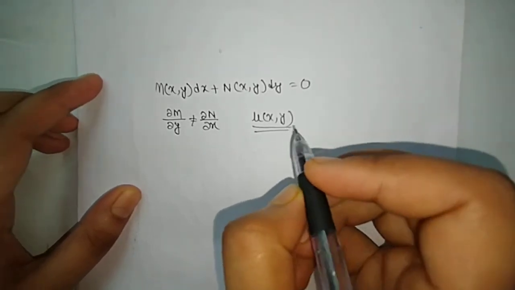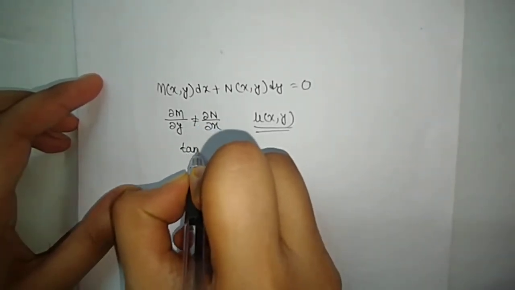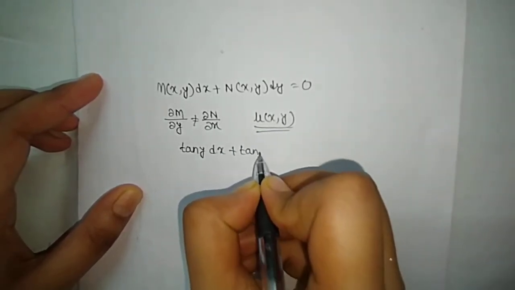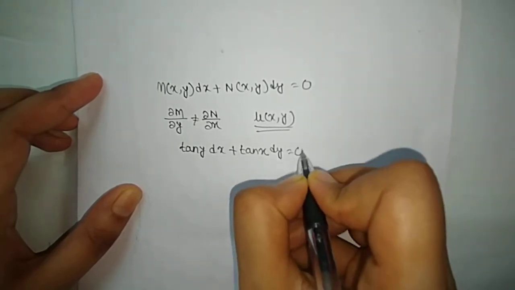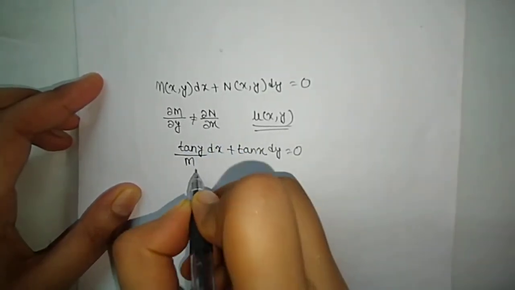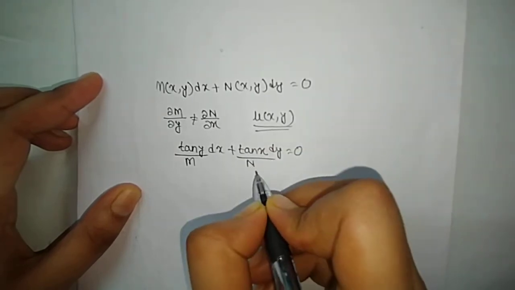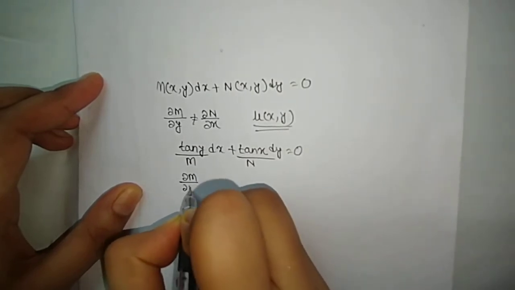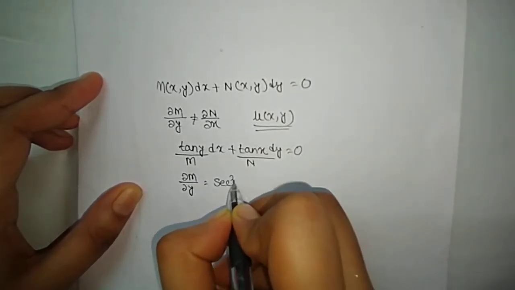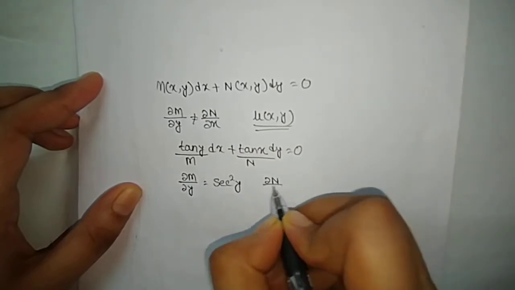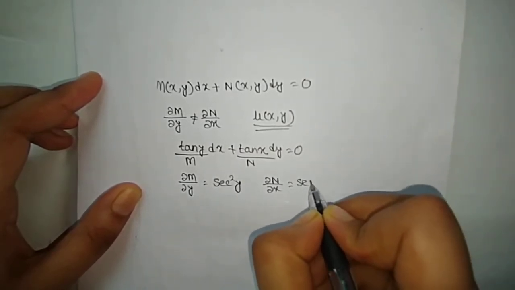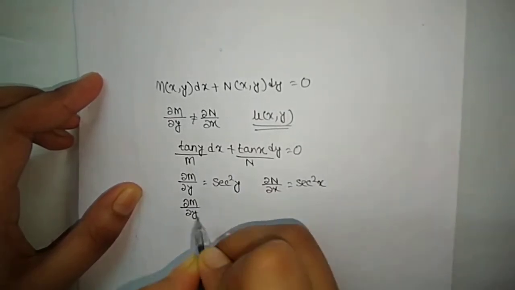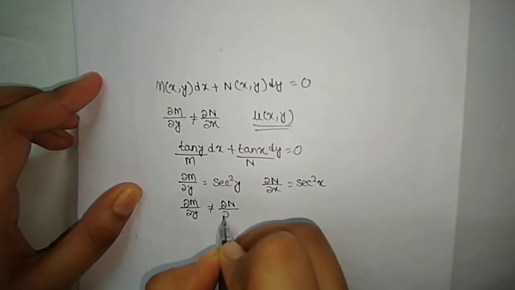Now consider the equation tan y dx + tan x dy = 0. Here M = tan y and N = tan x. Now we check the condition of exactness. ∂M/∂y = sec² y and ∂N/∂x = sec² x. So these are not equal: ∂M/∂y ≠ ∂N/∂x.